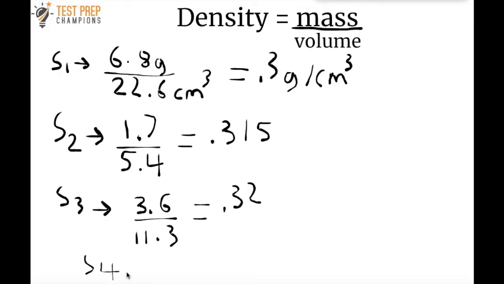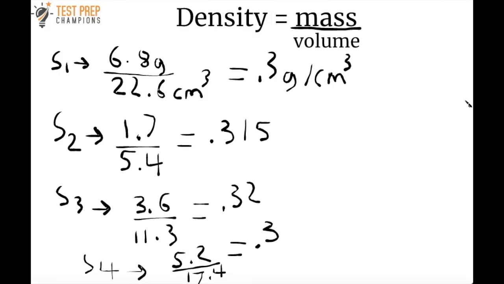Okay, and so again, I'm going to crank through sample 4 a little bit faster now because hopefully you're getting the hang of it, because all we're doing is just taking that mass and dividing it by the volume. So again, we're going to do 5.2 because that was the mass in the chart, and we're going to divide that by our volume. So we do 5.2 divided by 17.4, and that gives us about, let's say, 0.3.